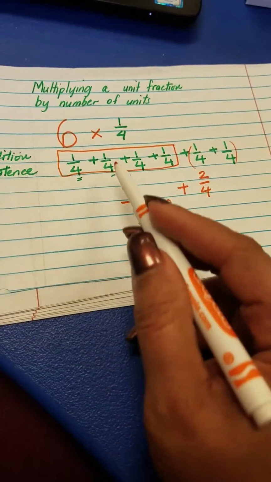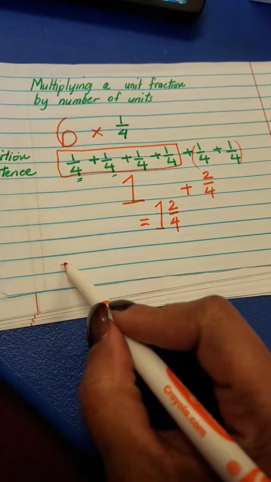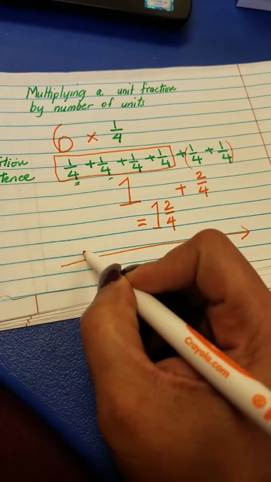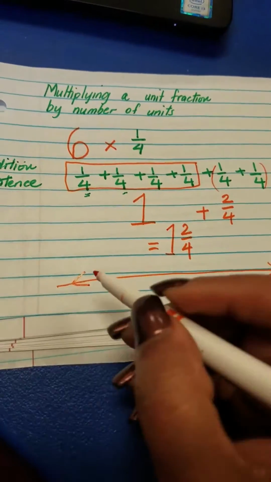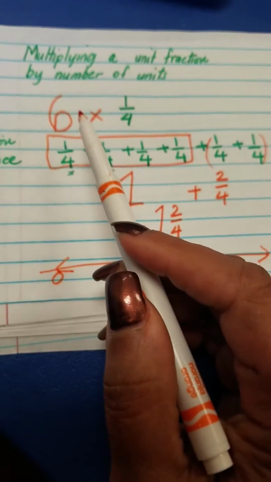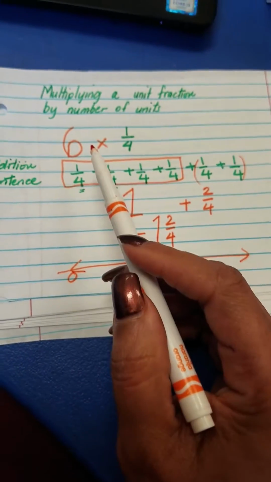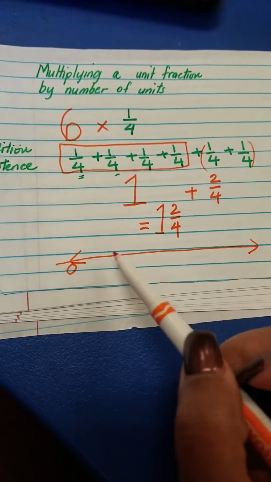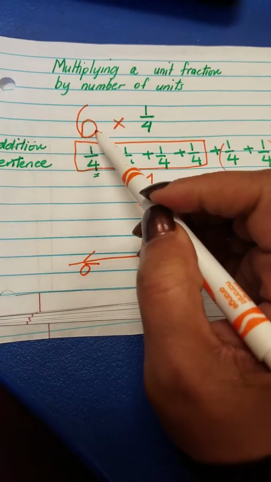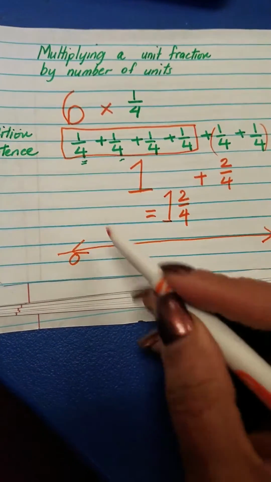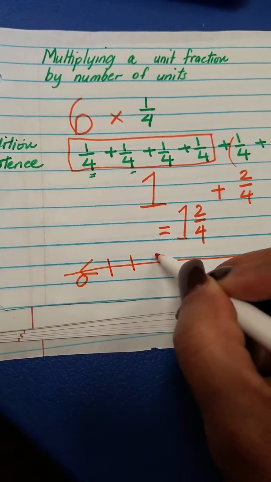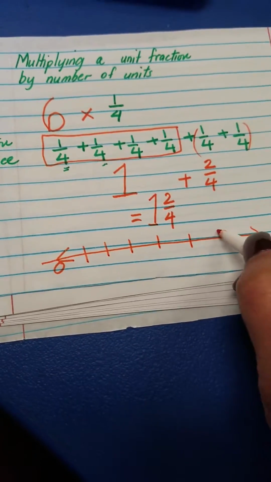Now what if I wanted to represent this on a number line? That's a messy number line, I apologize for that. We're starting off with 0. Again, my number of units becomes very important to me. The number of units also lets me know how many parts I should decompose my number line into. So the number of units was 6, which means I decompose my number line into 6 parts: 1, 2, 3, 4, 5, 6.